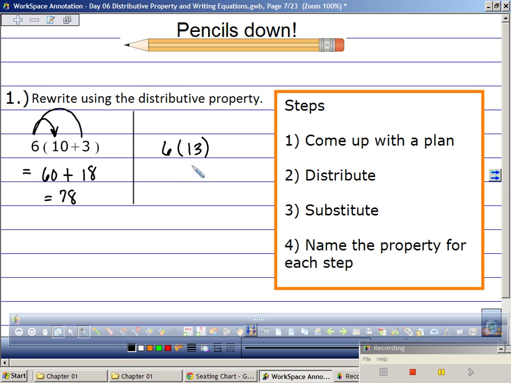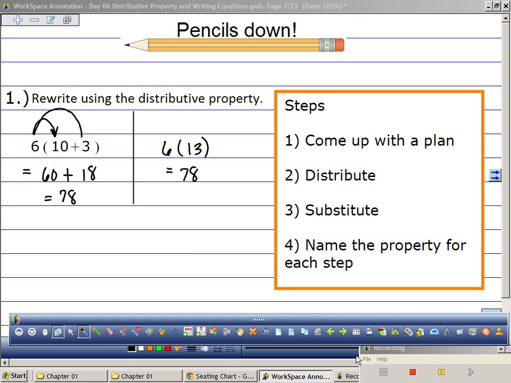But if you were just to have 6 times 13, does the answer come to your head just like that? Really? You know your 13s by heart? I don't know my 13s by heart. But you know what I would do? In my head, I would say, how much is 6 times 10? 60. How much is 6 times 3? 18. Add them together, 78. Okay, moving on.